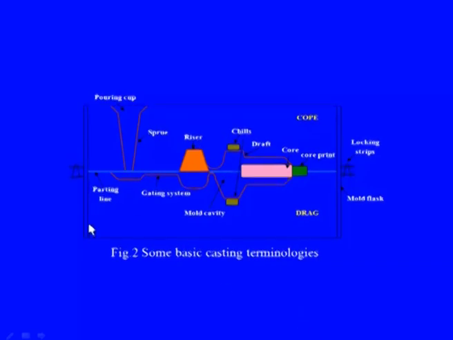And as far as the box is concerned, I was talking about it just a few minutes back. Here in this particular figure, there are two boxes provided. One is called the cope, the top box, and this is the parting line, and this lower half of the box is called the drag.